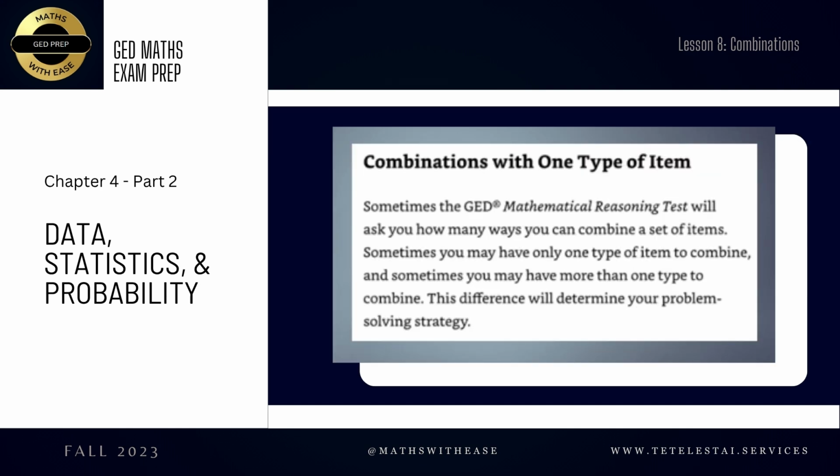So, combinations with one type of item. Sometimes the GED mathematical reasoning test will ask you how many ways you can combine a set of items. Sometimes you may have only one type of item to combine, and there are times where you may have more than one type of item, and the difference will determine your problem-solving strategy or approach.